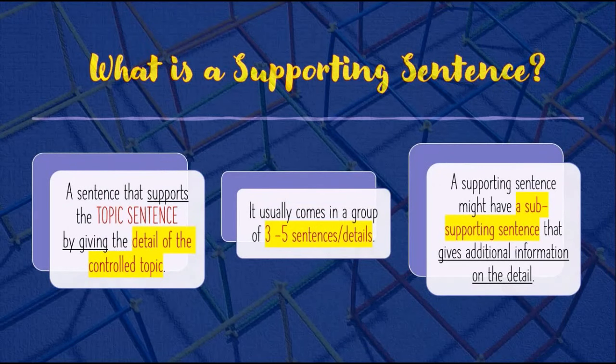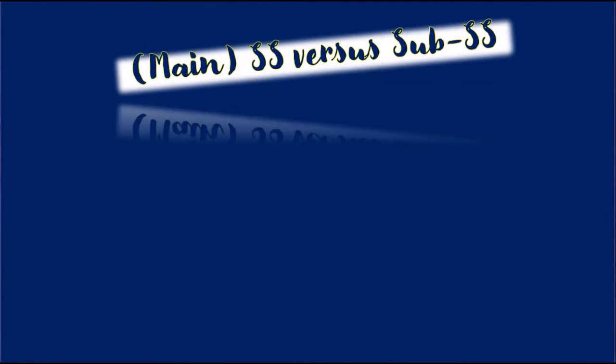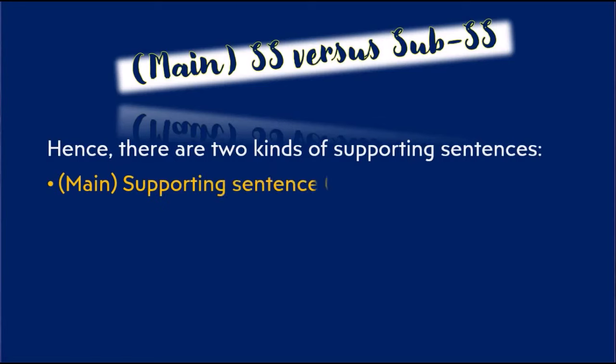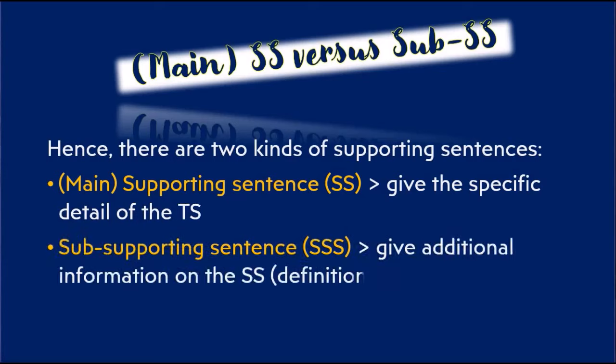Now we move on to the last criteria of a supporting sentence, which is to have the sub-supporting sentence. So in this case, there are two kinds of supporting sentences. The first one is the main one, or we can simply say the supporting sentence. This is the one that directly gives the specific details to the topic sentence. And the other one is the sub-supporting sentence, or here I use triple S.